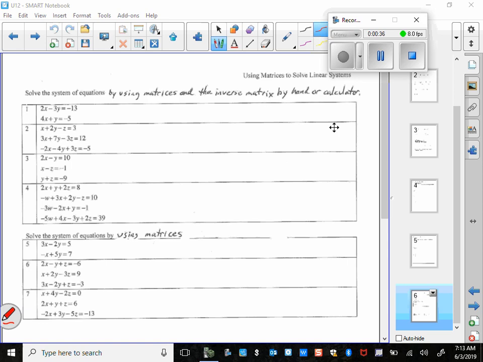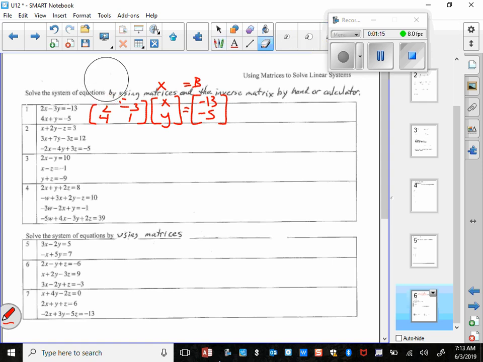So when we are creating our matrix, think about our matrix A is what we're going to call this. You're using your coefficients. So in our first equation, our coefficient for x is 2, coefficient for y is -3. Second equation, our coefficient for x is 4 and 1. It's multiplied by x, y, equals -13, -5. So think about this as our x equal to this matrix B. I'm going to rewrite this up here.